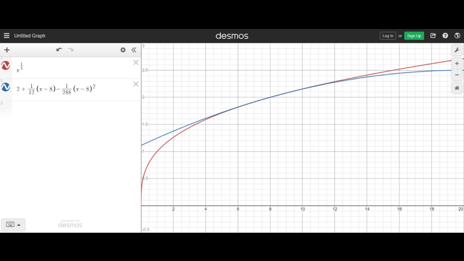Okay. But you see, as you move away from a equals 8, how does the polynomial, which is the blue graph, do? It does good for a while, but when does it start to fail? This is just a visual thing, but if you go to the right of x equals 8, can you visually see when the quadratic is not approximating the cube root of x? About 11.